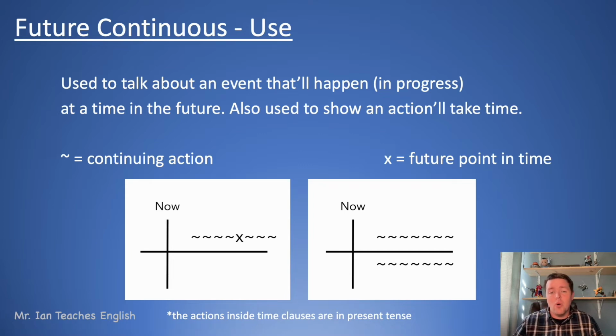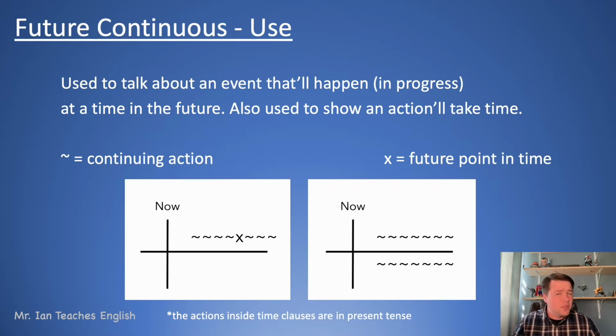Continuous verbs always describe things that take time. So if it's a short action, it's pretty rare to use the continuous tense, and sometimes impossible to use the continuous tense. So, for example, if you talk about closing the door, how long does it take to close a door? Not that long. So it's pretty rare to use that in the future continuous or in any continuous for that matter.